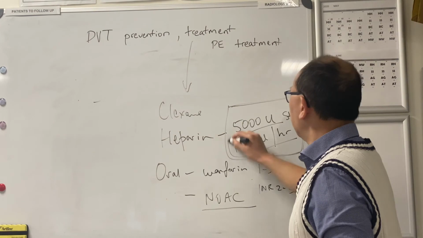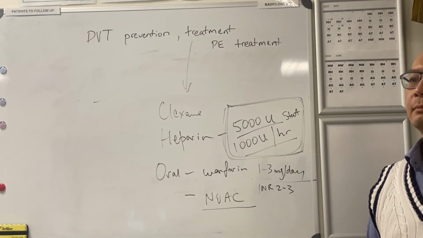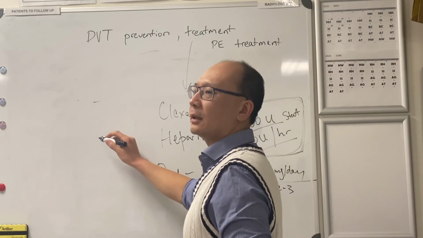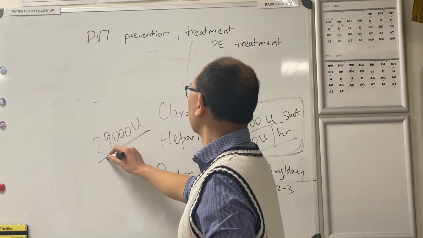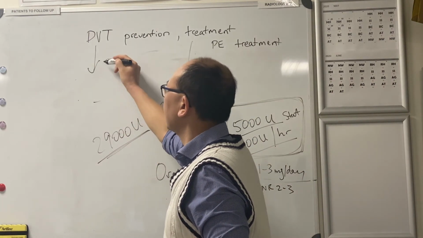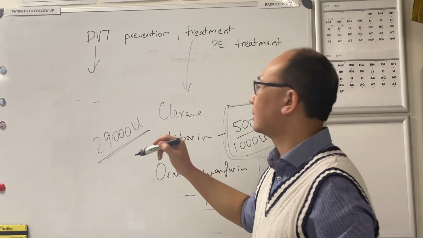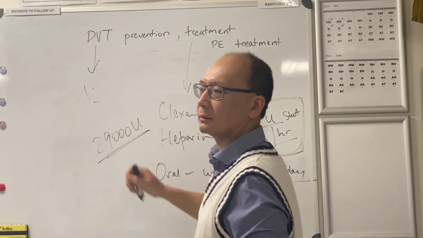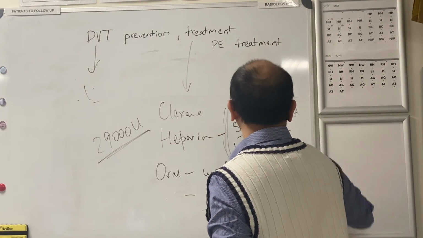Now, if you did that for 24 hours, how much heparin would they get? About 30,000, yeah. And just as a curiosity thing, if you gave DVT prophylaxis at 5,000 units TDS, how much would they get over 24 hours? They'd get about half of that, wouldn't they? Okay. So, ballpark, you've got a comparison of that.